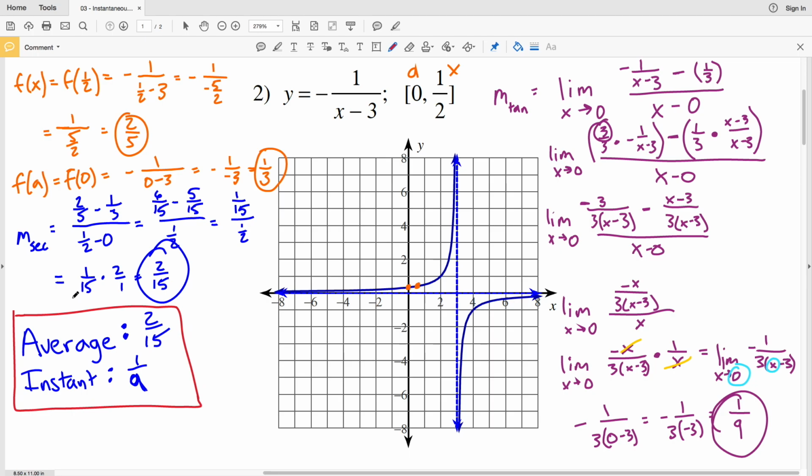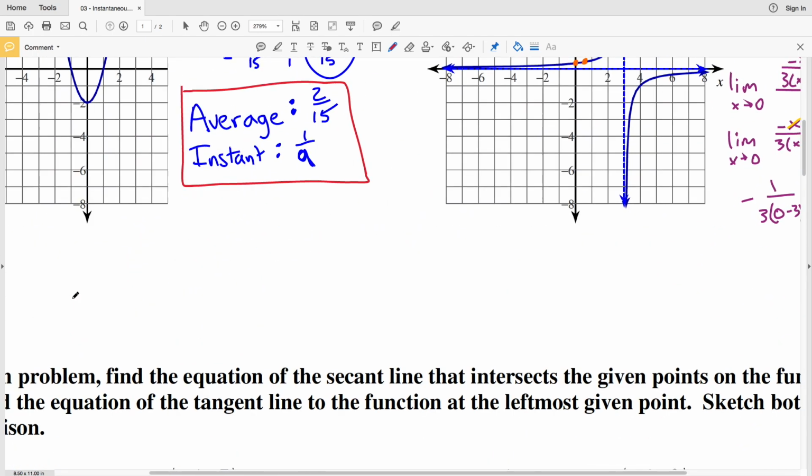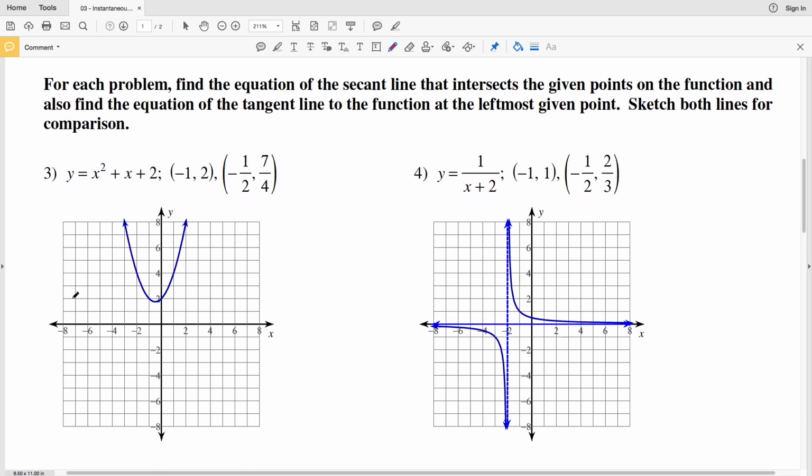Let's continue on to the last two problems on this worksheet. It says for each problem, we're going to find the equation of the secant line that intersects the given points on the function, and we're also going to find the equation of the tangent line at that leftmost point, so at A. And we're going to sketch both lines for comparison.